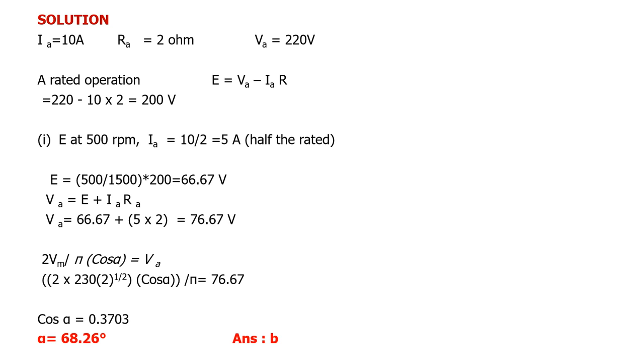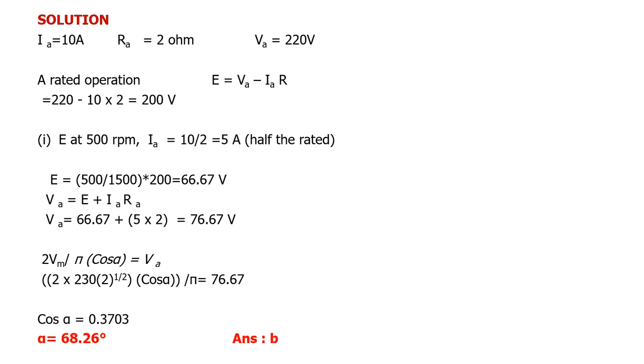In that only alpha is the unknown. I have to find out alpha. I am substituting VA as 76.67 and 2 Vm as 2 into 230 root 2, divided by pi, into cos alpha. From that, if you simplify, cos alpha is equal to 0.3703. If you calculate, alpha value is 68.26 degree. So you have to write the answer for this MCQ question as answer B. Answer B is the correct one for this problem.